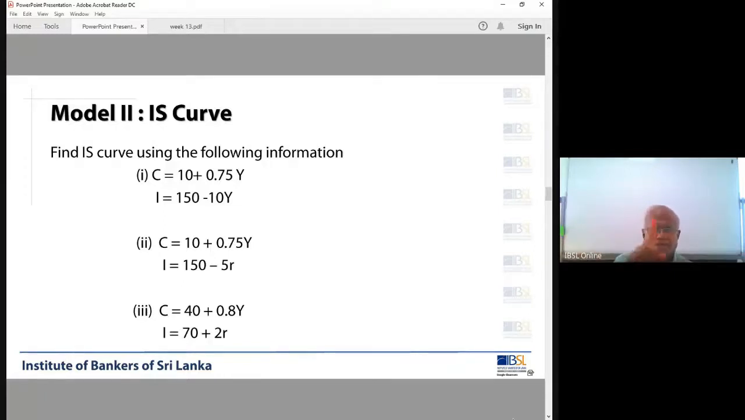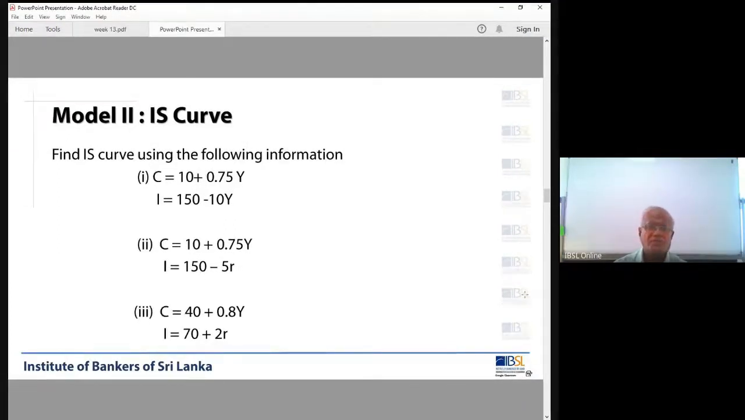No, sorry, there's a small mistake. Cut this 10R: it should be 150 minus 10R. Please change that. Now this first equation, please change that. Cut this Y and change that to R. C equals 10 plus 0.75Y. I equals 150 minus 10R.